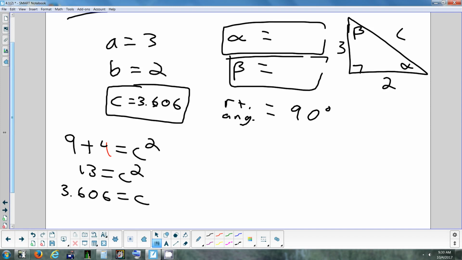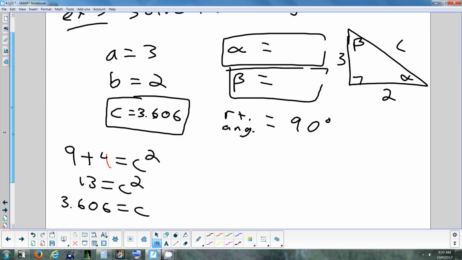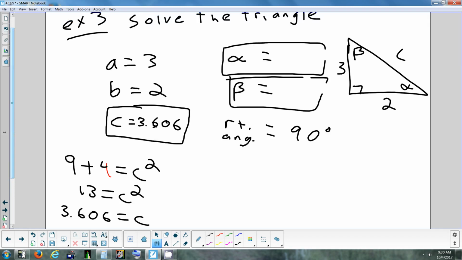All right, so now we've got alpha and beta. Just like before, it doesn't matter which one you do first. So how about Rudy? Which one do you want to do first? Beta. Okay, so we're going to find beta. And we're going to use the two things that we're given. So Zach, what's the name of the side that's 2 units long from the perspective of beta? Opposite. How about the name of the side 3 units long? Adjacent. Okay, so Alex, when you have opposite and adjacent, what trig function is that? Tangent.